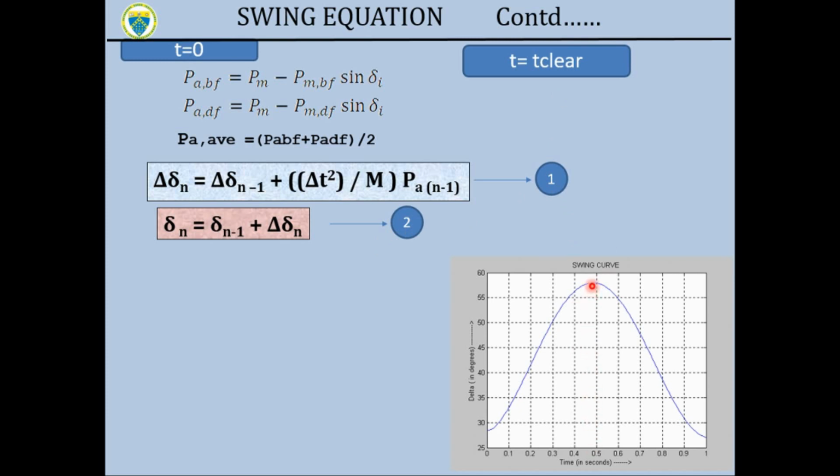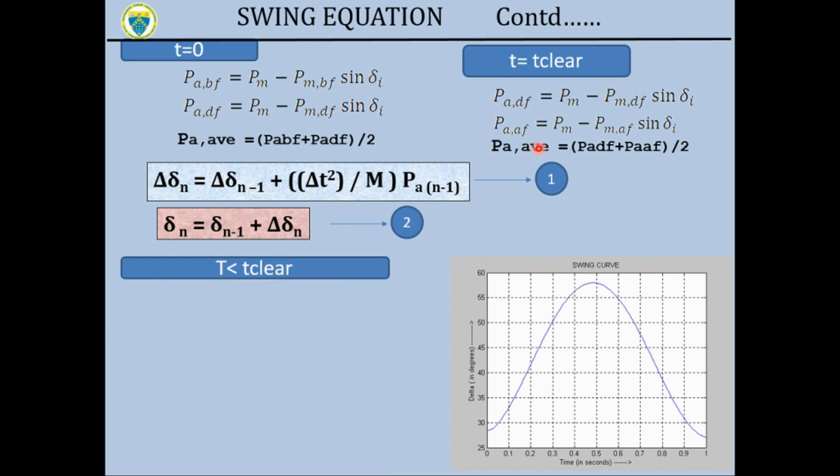So at this instant, this portion is during fault, and this portion is after fault. So evaluate accelerating power during fault and after fault. Now take the average of these two as your accelerating power, PADF plus PAF by 2. So see, these 3 steps are the same here. Now what we have to do? Evaluate 1 and 2 after this step. Here I have not shown it. So evaluate delta N for this condition and delta N for this condition.